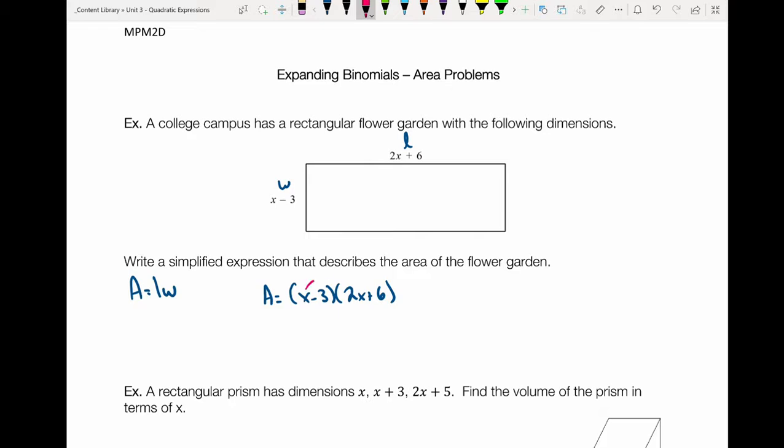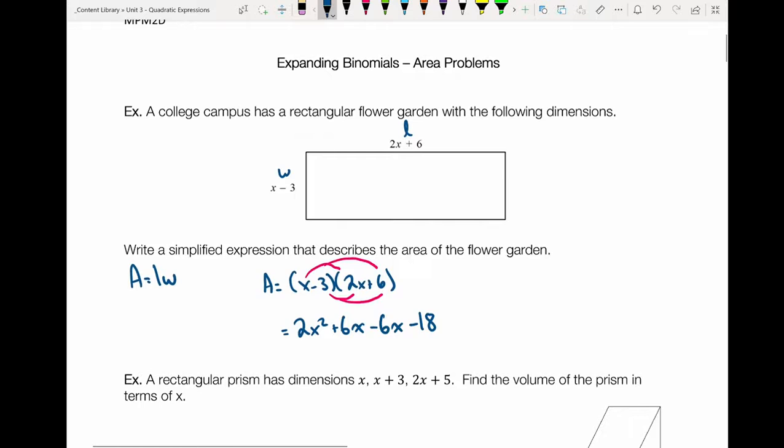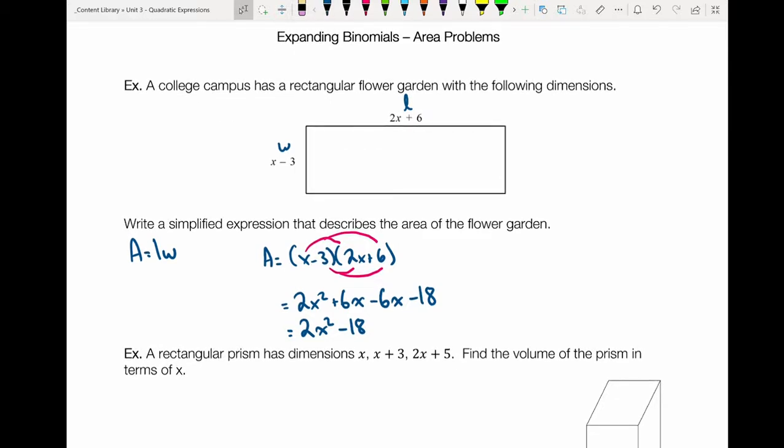So we're going to use the FOIL method or the box method, again, whichever you prefer. But we should get 2x squared plus 6x minus 6x minus 18. And if we combine our like terms, or our x's, we should get 2x squared minus 18, because our plus 6x and our minus 6x cancel each other out. So this is what we're left with, and that is our simplified expression that describes the area of the flower garden. I can't simplify it any further, so it's our final answer.